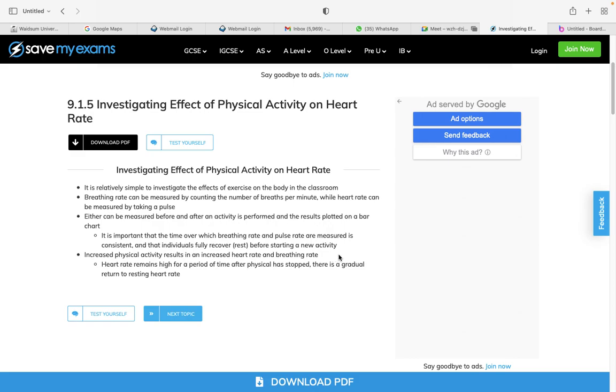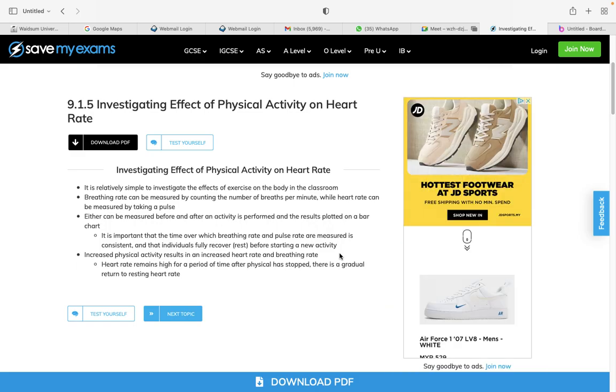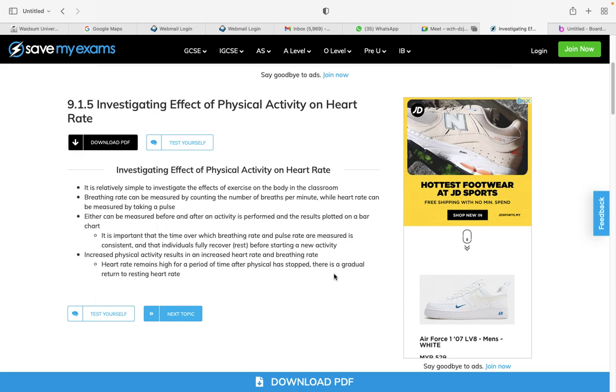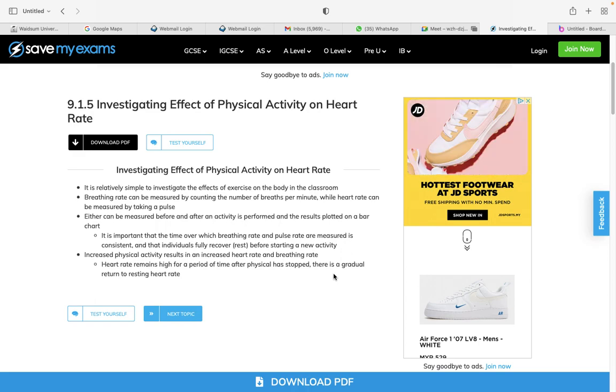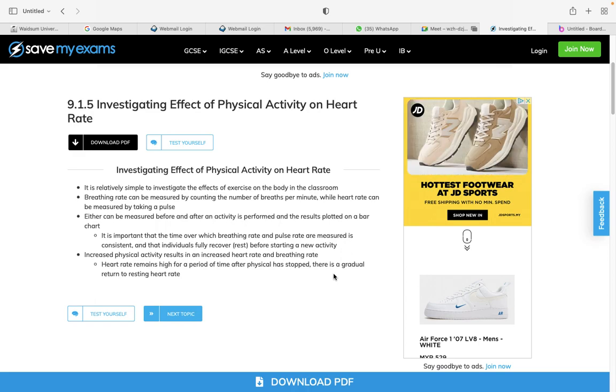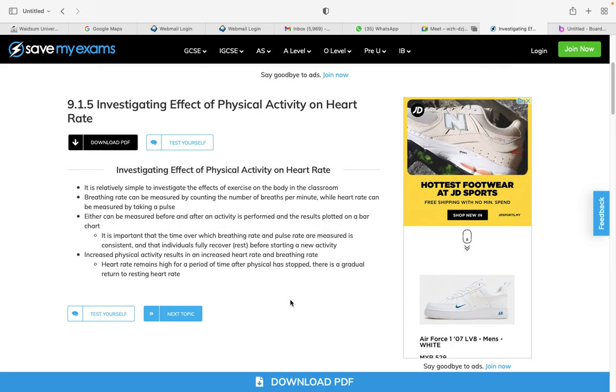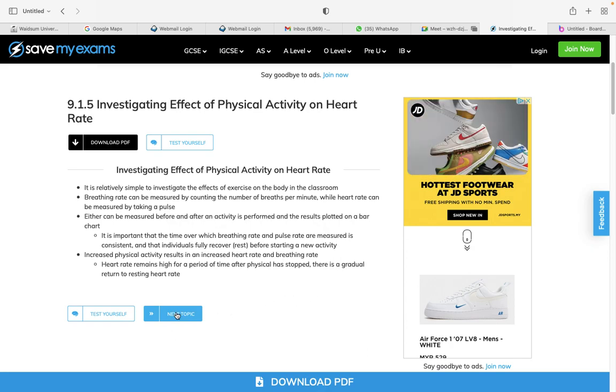Increased physical activity results in an increased heart rate and breathing rate. If you increase your physical activity, your heart rate will increase and your breathing rate will also increase. Heart rate remains high for a period of time after physical activity has been stopped, and there's a gradual return to the resting heart rate if you stop your exercise. Okay?